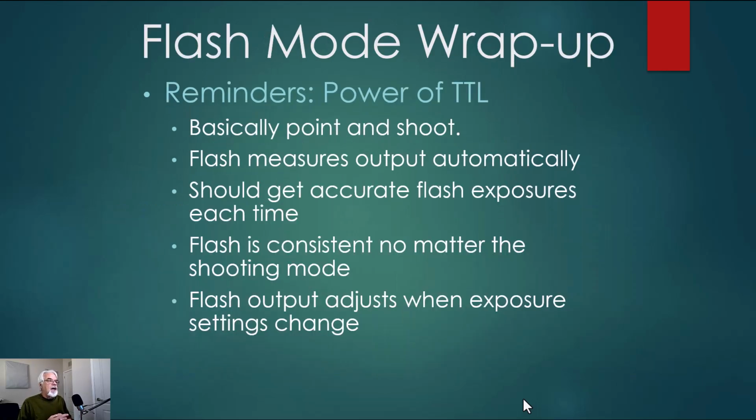So, okay, now reminders of the power of using TTL. Basically, you can just point and shoot. The flash measures the output automatically. So you should get an accurate flash exposure every single time, but it can be fooled. Flash is consistent no matter the shooting mode, so it doesn't really matter what shooting mode you're in when you're not talking about sync speed. The flash output adjusts when the exposure settings change. Again, you change from f8 to f11, it's going to adjust the output to keep that same exposure.